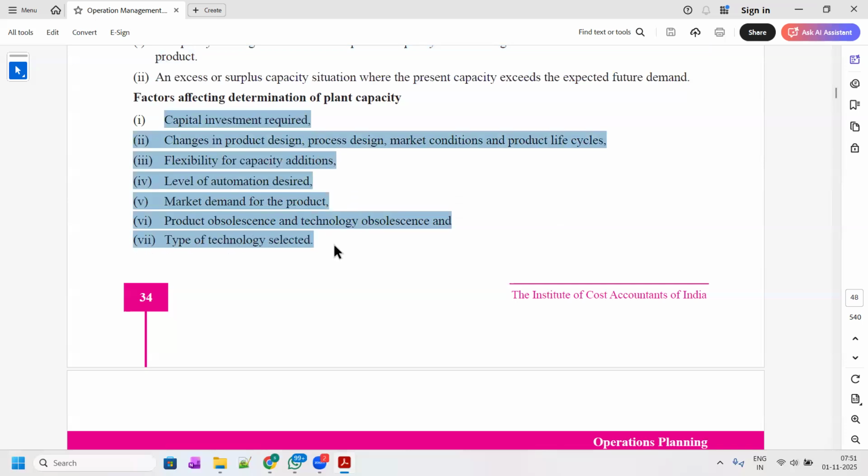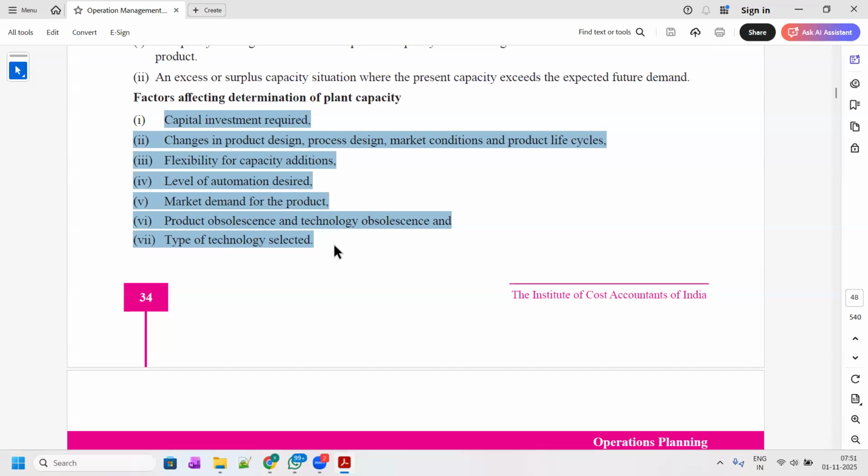Can anyone explain these factors? What are the factors which affect the determination of plant capacity? Basically, it would be the initial investment required, because you are talking about increasing the plant capacity. I don't think you would be talking about reducing it.